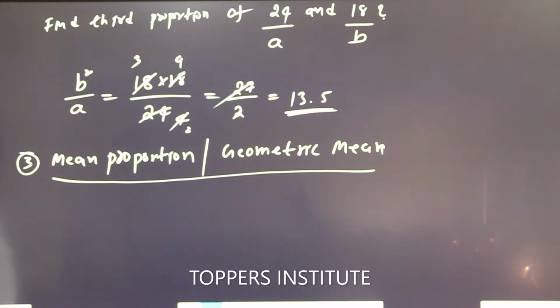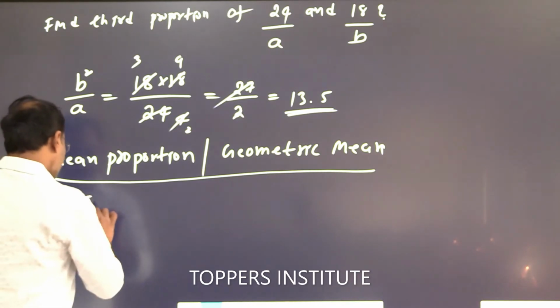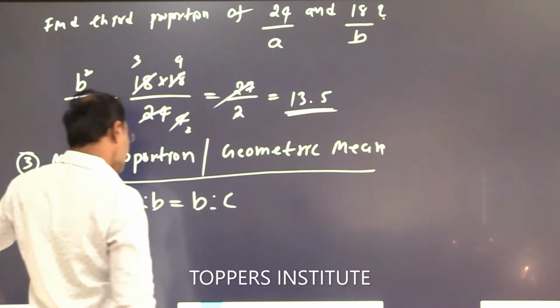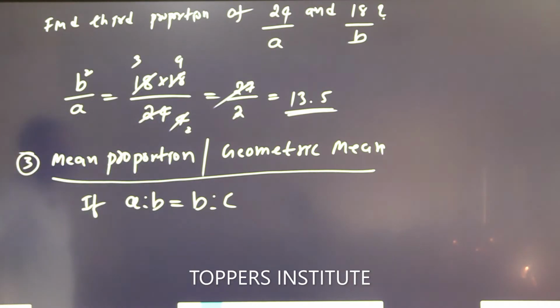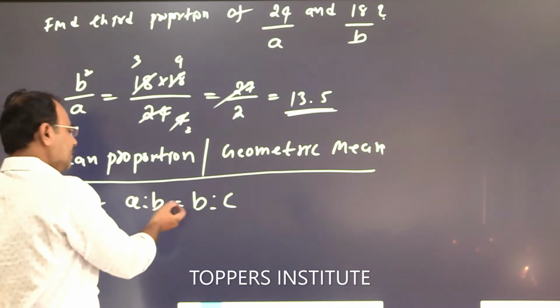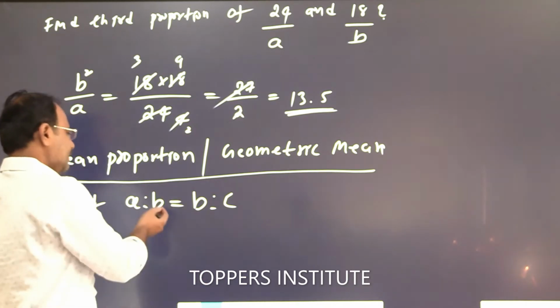Third proportion is defined on continued proportion. In the same manner, mean proportion is also defined on continued proportion. If A is to B is equal to B is to C, then what is this? This is continued proportion because means are equal. If means are equal, then the proportion is called continued proportion. So this is continued proportion.